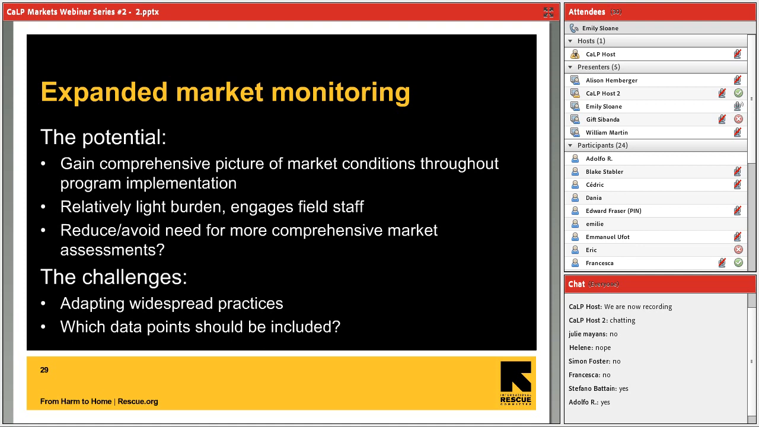Of course, the challenges are adapting widespread practices, so people have their ways of doing market monitoring. Can you really step in and change that systematically? And then, of course, which data points should be included? You don't want to make this a really heavy burden. You want to focus on the things that are really vital. And we don't have a lot of good guidance on that to date.